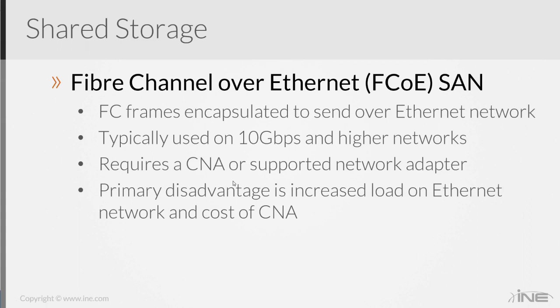Next, we have our fiber channel over Ethernet. This is where we are taking fiber channel frames and encapsulating them to be sent over our regular Ethernet network. Typically, we would use 10 gigs and higher network when we're running fiber channel over Ethernet. And we would require a converged network adapter or a supported network adapter in our ESXi host.